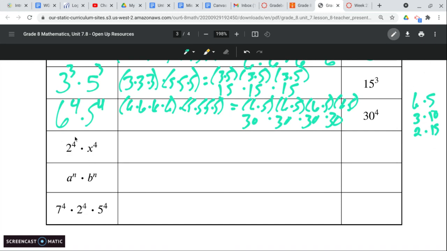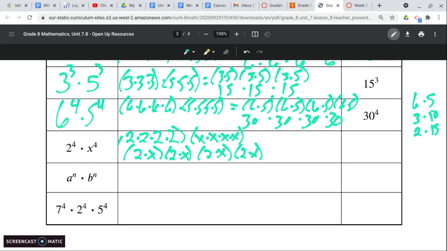All right, here we have 2 to the 4th times x to the 4th. So we'd have 2, 2, 2, 2, so 4 2s, and 4 x's. So then we'd have 2 times x, and 2 times x, and 2 times x, and 2 times x. So we have 1, 2, 3, 4. So we have 2 times x to the 4th. And that would be our solution.